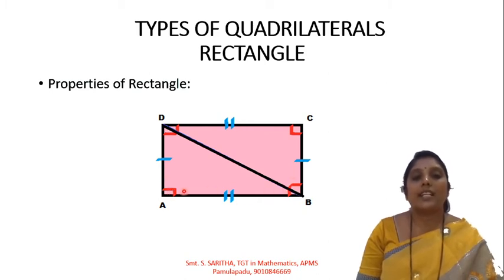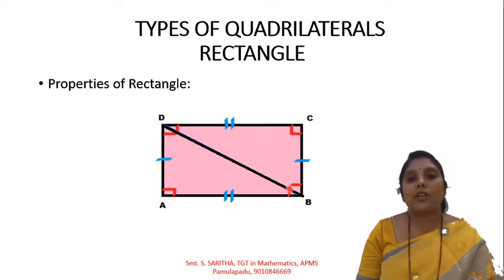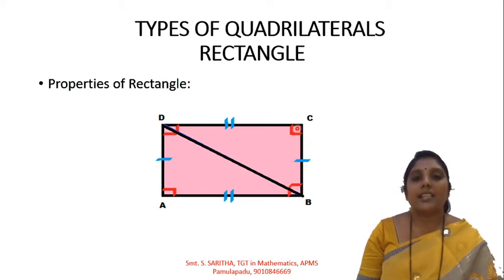The sum of two adjacent angles is 180 degrees. If one of the angles is 90 degrees, the other adjacent angle, angle B, is also equal to 90 degrees. If angle B is 90 degrees, angle C is 90 degrees. If angle C is 90 degrees, then angle D is also equal to 90 degrees. That is, we find that in a rectangle, each angle is 90 degrees.